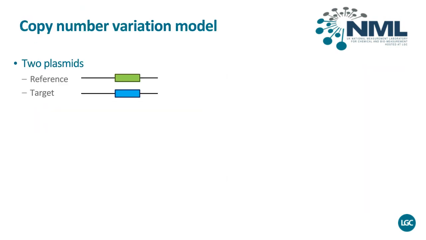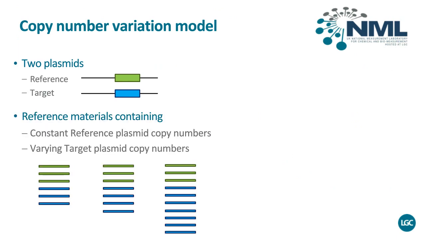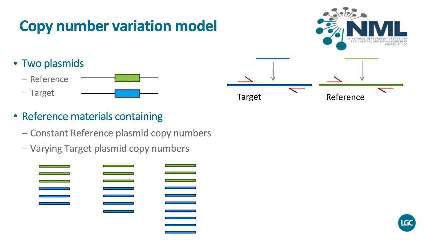So we started to develop at the NML a copy number model. We took 2 plasmids and we thought we would generate incredibly small copy number changes, where we kept a constant reference and varied the target. We used a FAM probe for the target and a HEX for the reference. And this is an example of the output.